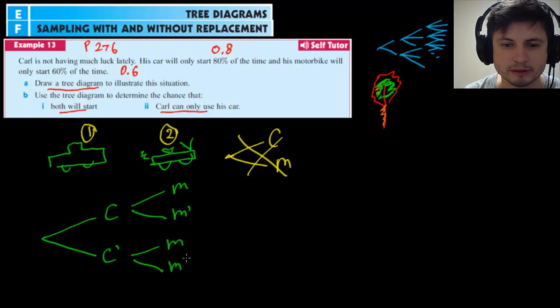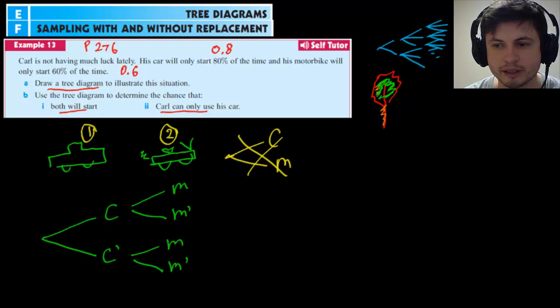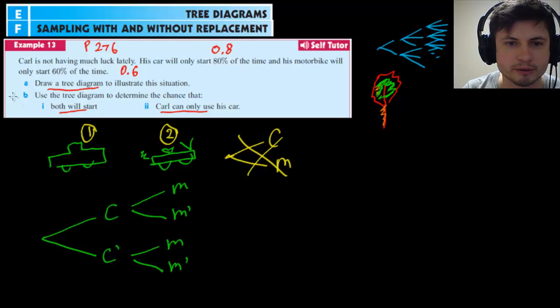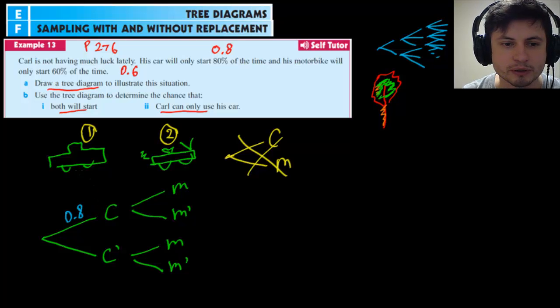This might be a little bit tricky to figure out, but basically we're not looking at them at the same time, we're looking at them separately. So what is the chance that the car will start, and then what is the chance the motorcycle will start? And here we already have our probability. So for car, the chance of having a car start is 0.8. So right away put it somewhere over here above your branch.